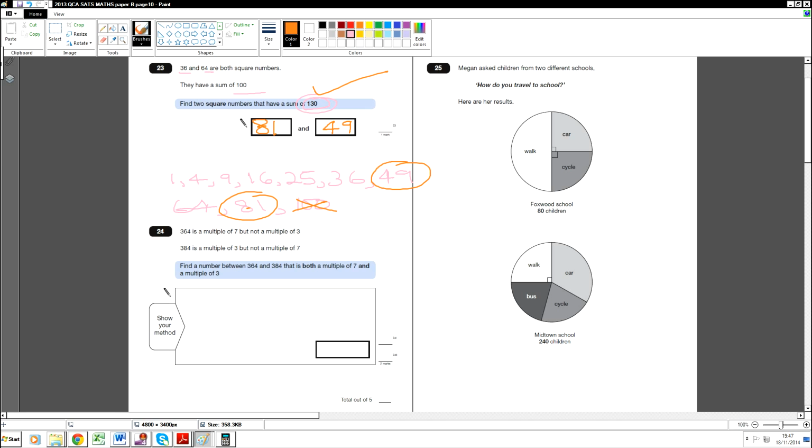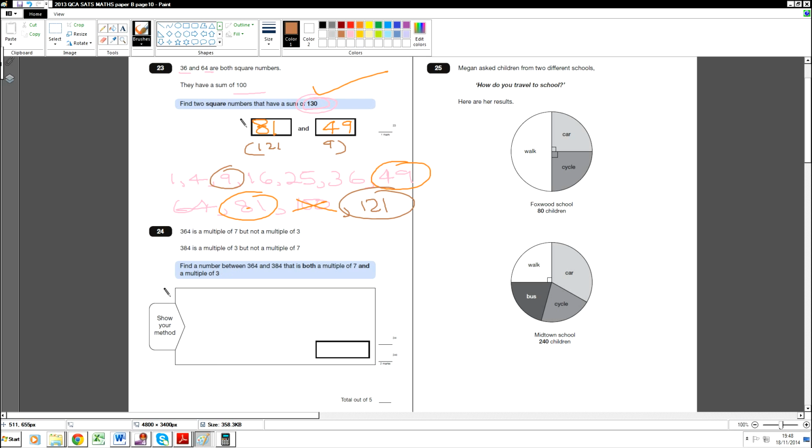Or we could even use a number that I haven't included yet: 121 and 9. That's 11 squared. So you could use either 81 and 49, or you could use 121 and 9. That's the second possible answer set.